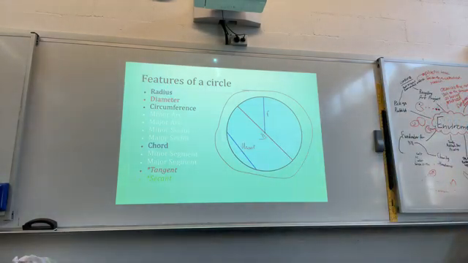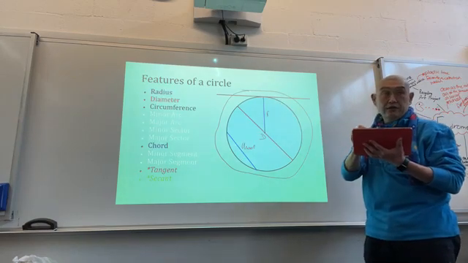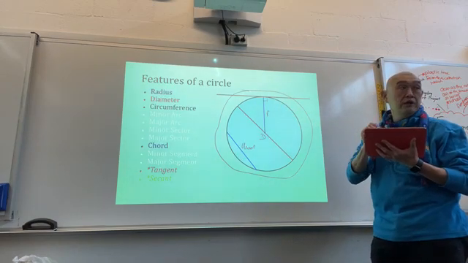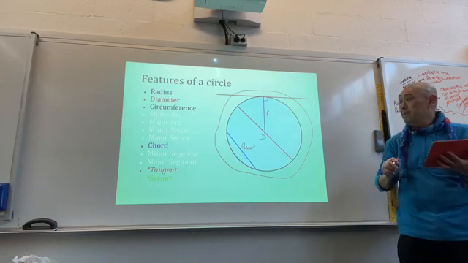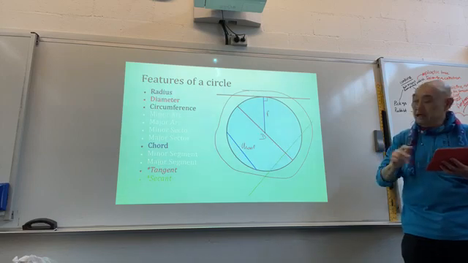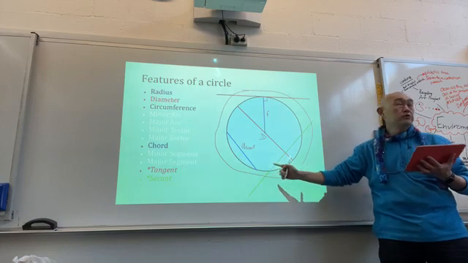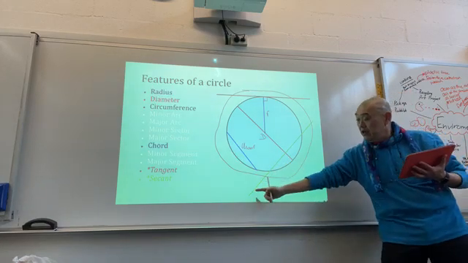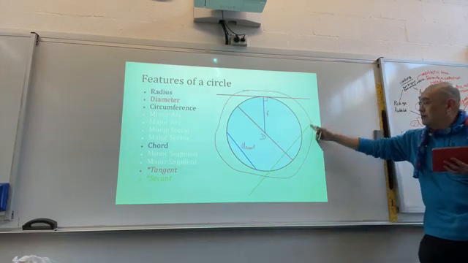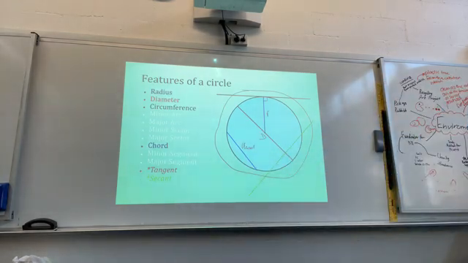Alright? Now that's different from a secant. I'll show you what the difference between secant and chord is. Tangent, it touches the circle once, and it's perpendicular to the radius. Alright? And then secant. A secant is just a straight line cutting through the circle. It will go from one side to the other side. It cuts through the whole circle. A chord is within the circle. That's the difference between the chord and the secant.